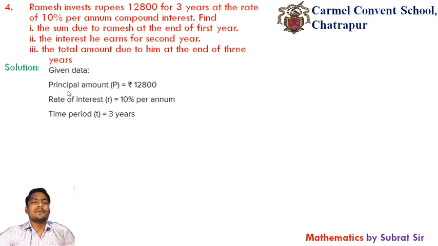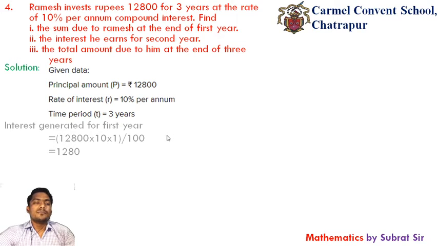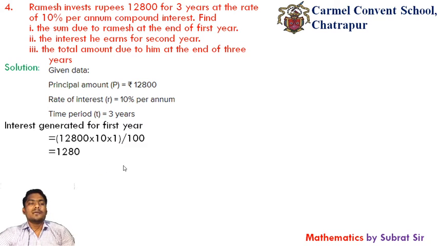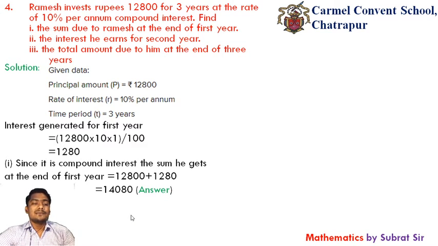The given data is: the principal amount is 12,800 rupees, the rate of interest is 10% per annum and the time period is 3 years. The interest generated for the first year will be PRT by 100. Here P is 12,800 multiplied by R is 10 and T is 1. So PRT by 100 gives you 1,280 rupees. The interest generated for the first year is 1,280 rupees. For compound interest, the sum he gets at the end of the first year is principal plus interest, so it will be 14,080 rupees. This is the answer for the first question.